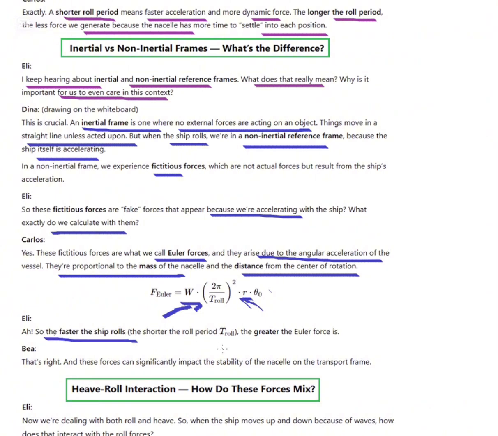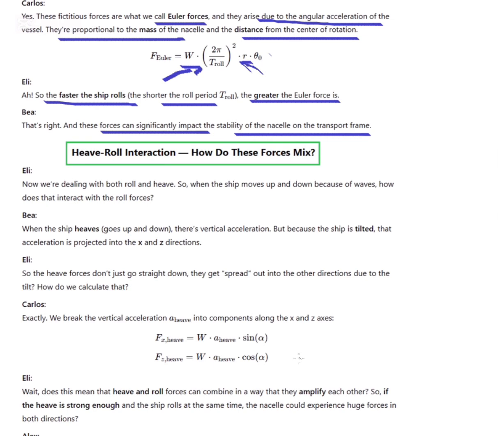So the faster the ship rolls, meaning the shorter the roll period, the greater the inertial force. That's right. And these forces can significantly impact the stability of the nacelle on the transport frame.